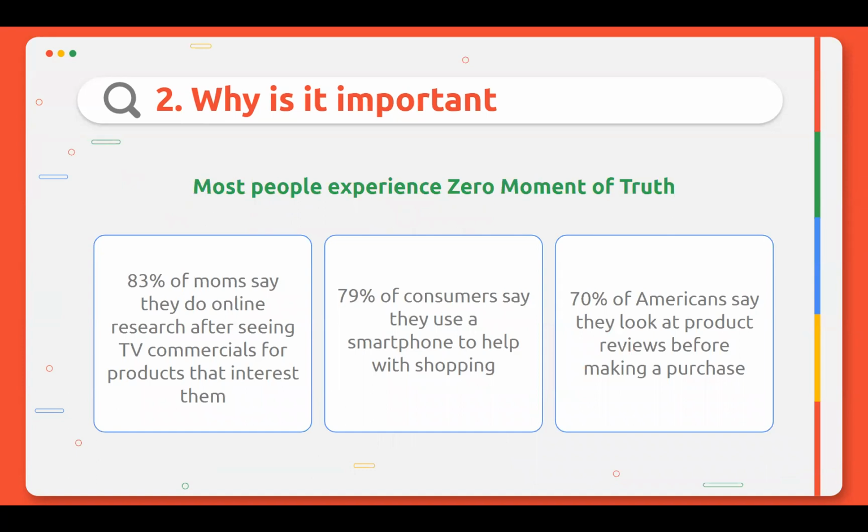So most people experience zero moments of truth. We see that 83% of moms say they do online research after seeing TV commercials for products that interest them. Also, a high number is that of 79% of customers who say that they use smartphones to help with shopping. And 70% of Americans say that they took a product review before making a purchase. So, right here, we see that a high percentage of individuals do research, be it through TV commercials, using their smartphone devices, and looking at those reviews before making any purchase.